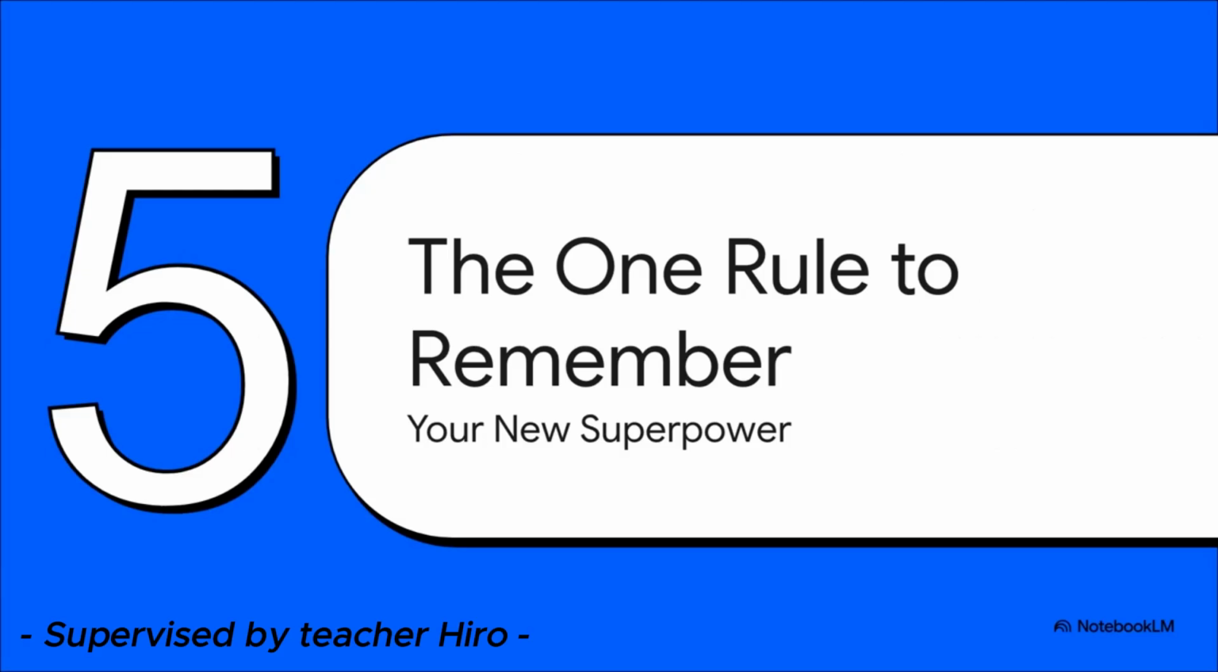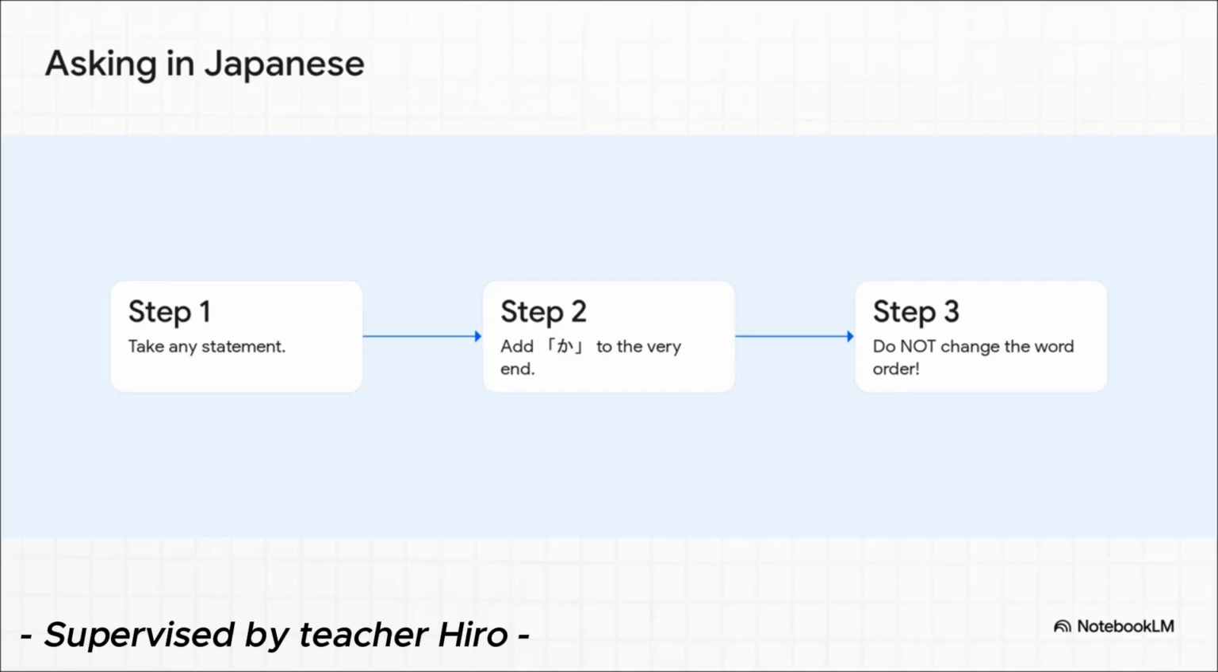So let's do a quick final review, just to make sure this new superpower is totally locked in, because this one simple concept can open up so many conversations for you. So let's review the 3 steps. 1, you form a complete statement. 2, you add ka to the end. And 3, and this is the crucial one for English speakers, you have to resist the urge to move anything. The word order stays exactly the same.